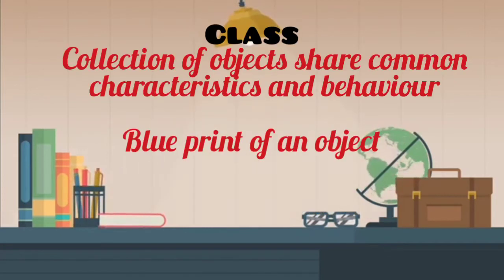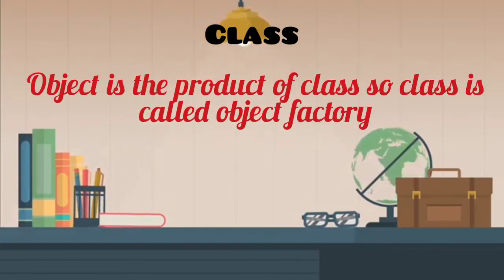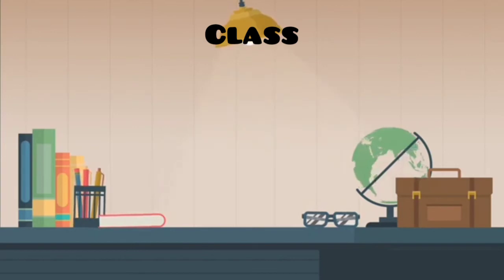Then class. A class is a collection of objects that share common characteristics and common behavior. It is the blueprint of an object. An object is the product of a class. Hence, class is also called an object factory. That's important. Why is class called an object factory? Since the object is the product of the class, hence class is also called object factory.